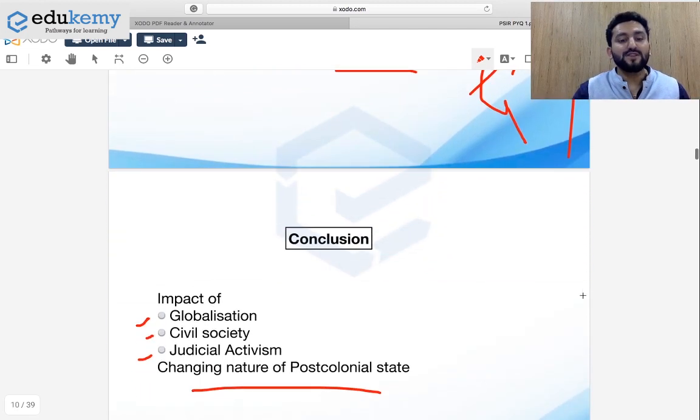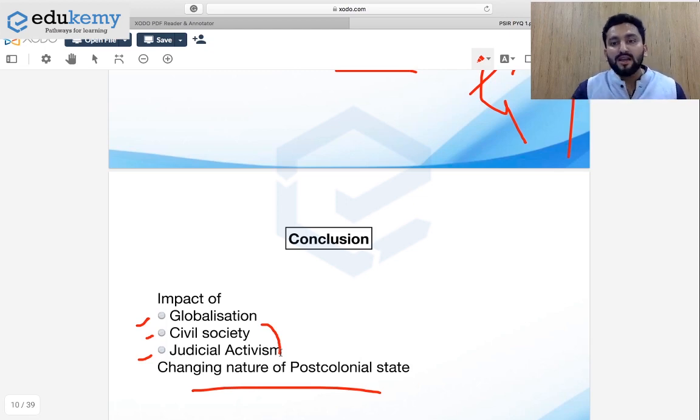Then when it comes to civil society and judicial activism, don't you think that due to civil society and judicial activism, there is a limit on the arbitrariness of our political institutions? For example, if you look back at the 1990s, at that time, what the government was doing, what the bureaucracy was doing, the public had limited avenues to put a limit on their arbitrariness. But due to the kind of sensitivity and information we have, due to civil society and judicial activism, judicial intervention.